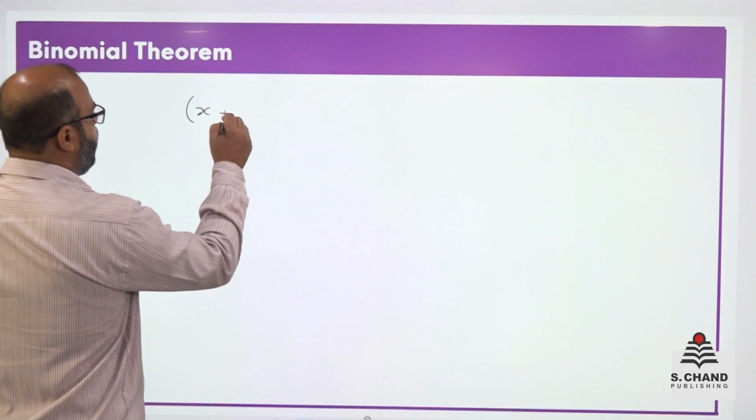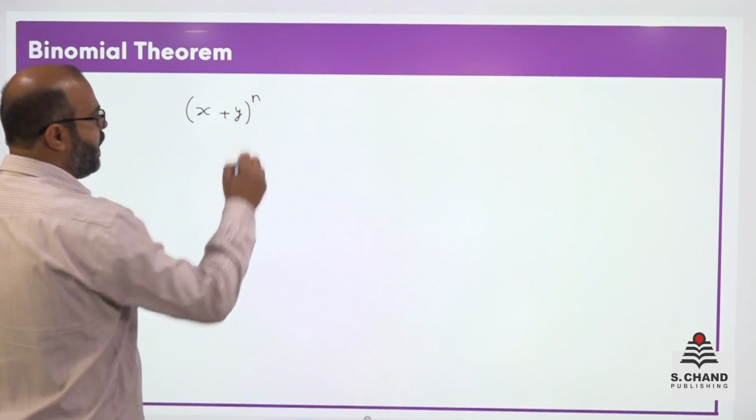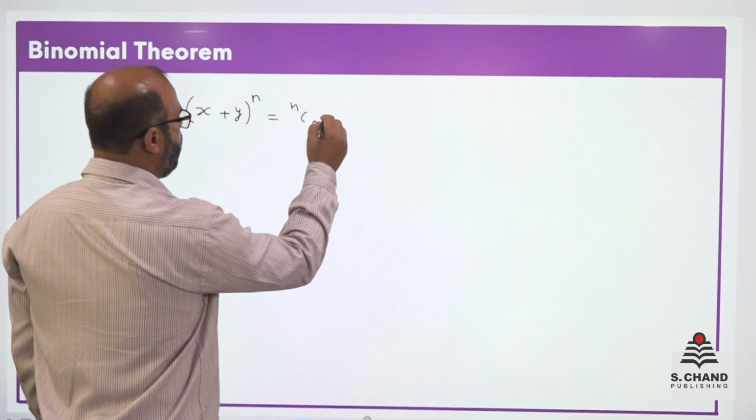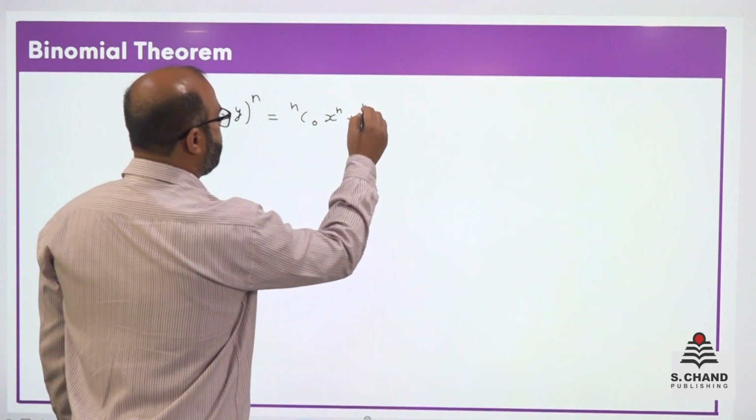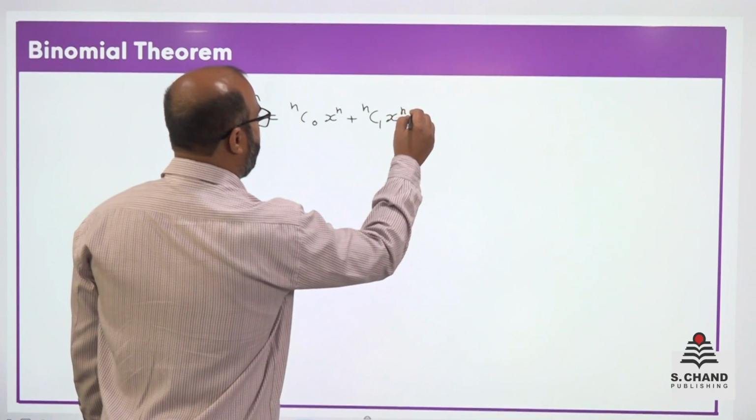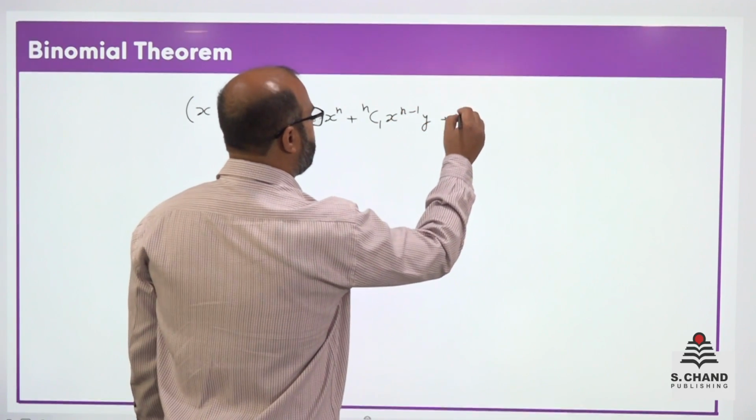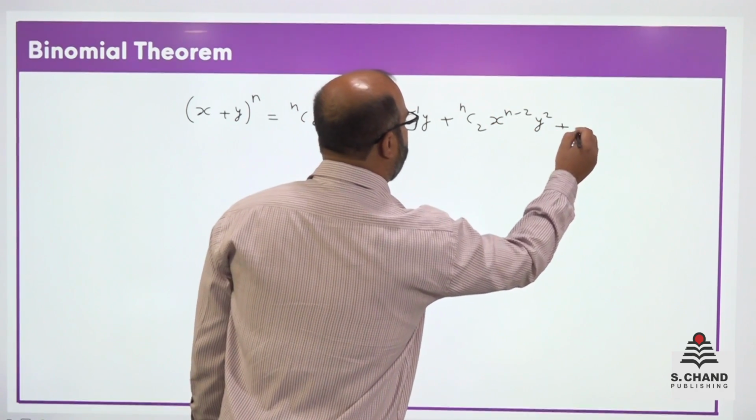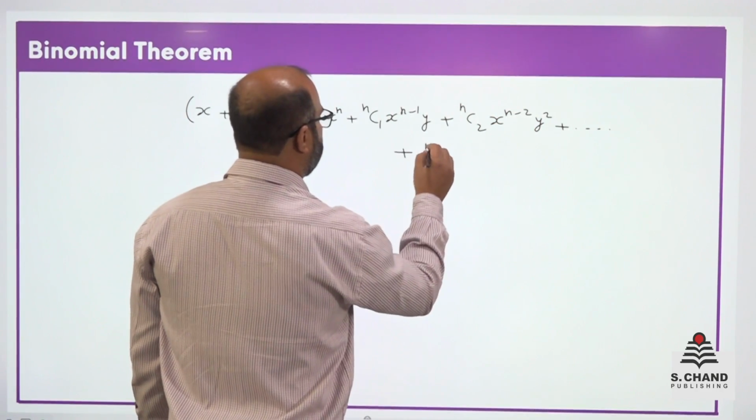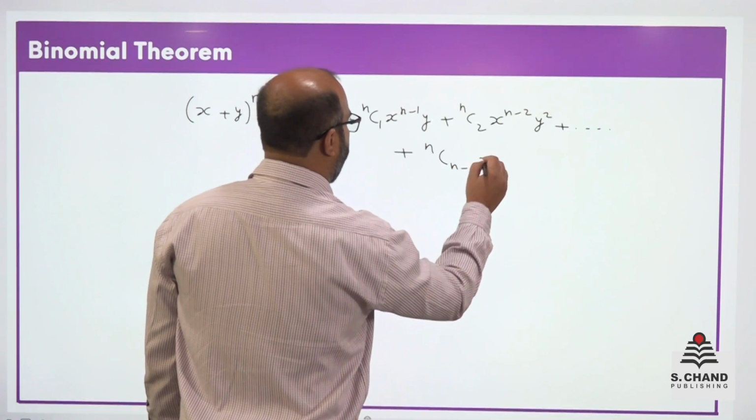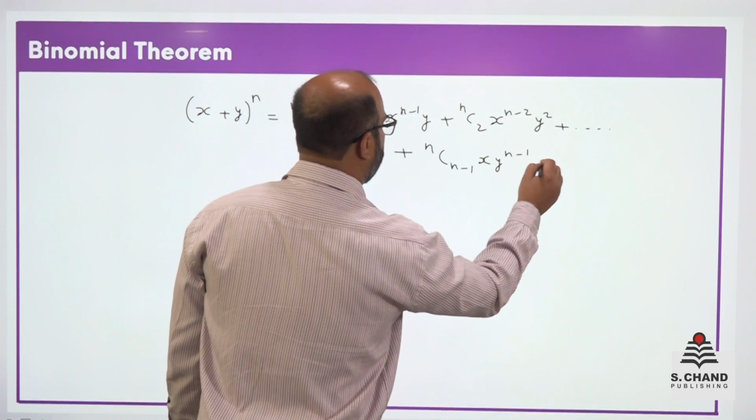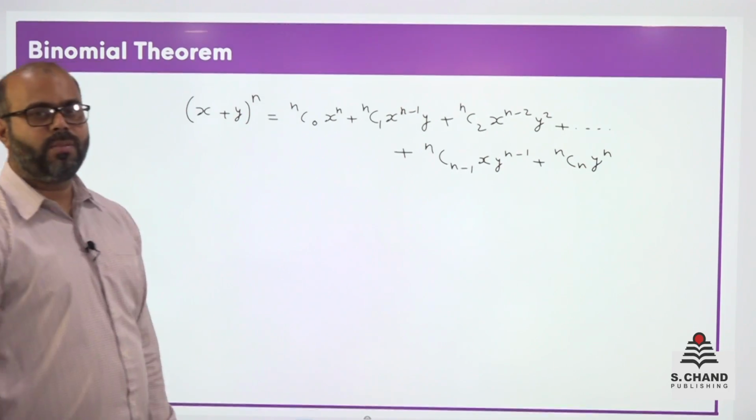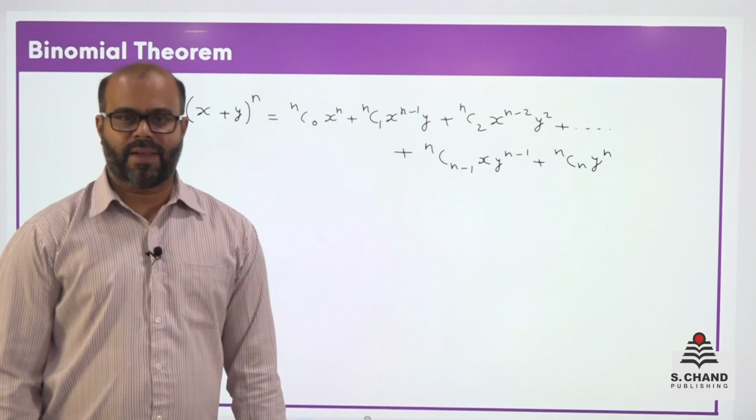A binomial term (x + y)^n, where n is some whole number, is nC0 x^n + nC1 x^(n-1) y + nC2 x^(n-2) y^2, and so on till nC(n-1) x y^(n-1) + nCn y^n. This is the binomial expansion of (x + y)^n.